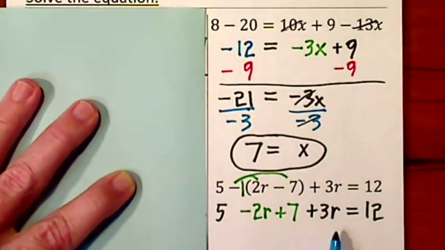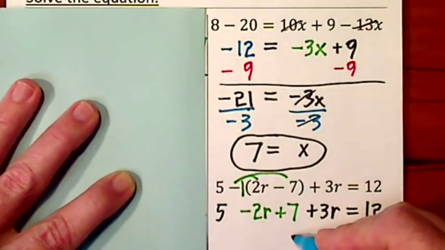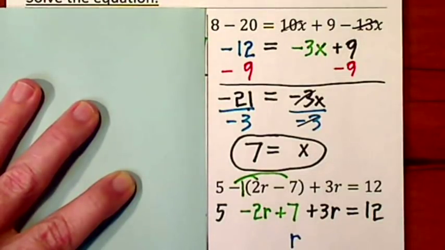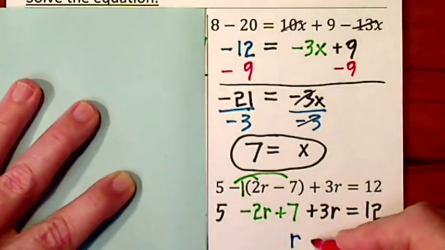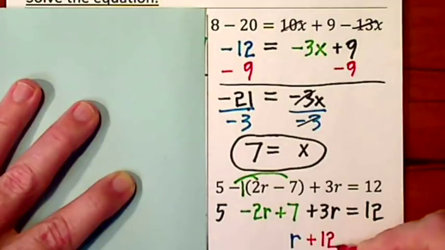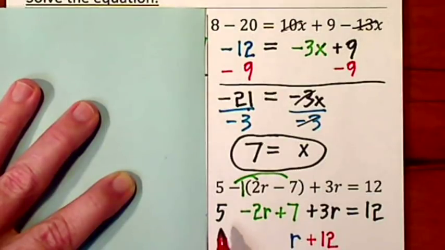On this side of the equal, we have like terms, -2r, +3r, combined to give us 1r, or I can just write the r. And then we have a 5 and a 7, both of them are positive, so we combine them and we get a +12. Notice all this was on the same side of the equal sign. I wasn't getting rid of anything. I was just combining like terms.